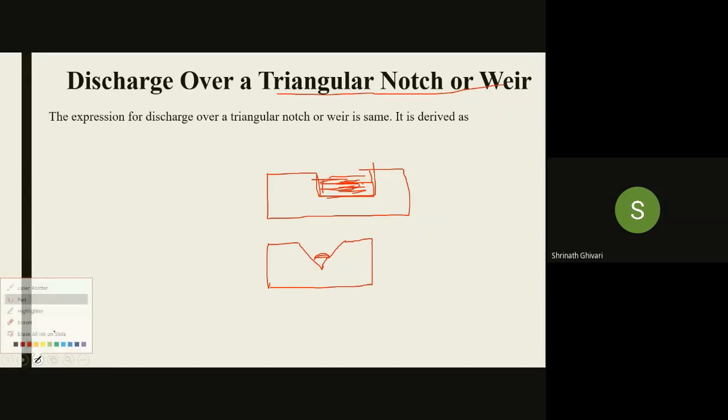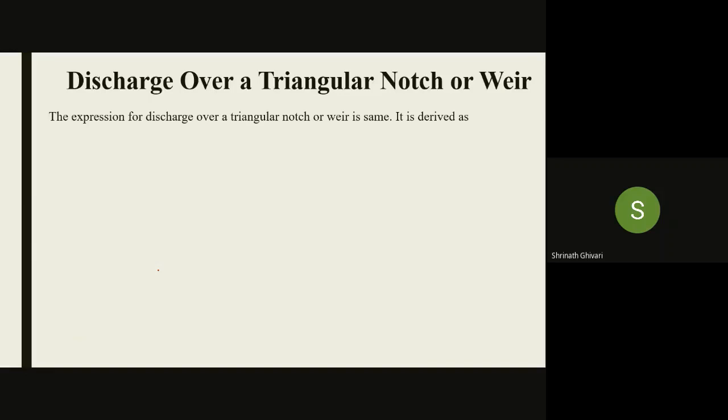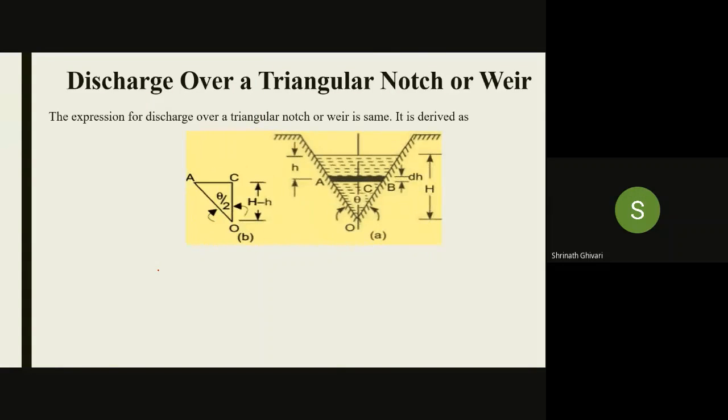So we are going to derive an expression for this now. As I have told you, the discharge formula will be the same for both notches and weirs. Here also it will be the same for both triangular notch and triangular weir. So this is the notch.